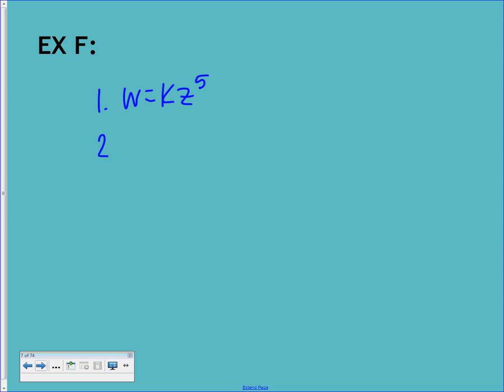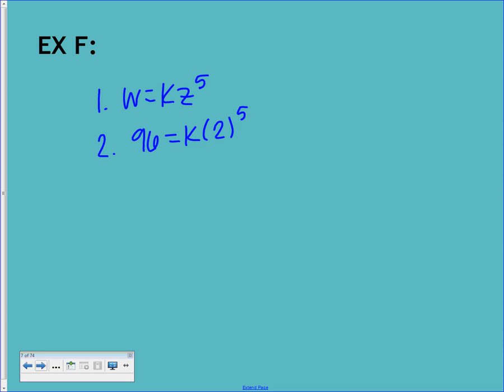Now read the next part carefully. There's going to be a comma in there, so you want to take the first information first. W equals 96 when z equals 2. So that means I can plug in 96 for w and 2 for my z. Since it happened at the same time, I'm going to use this to solve for my k.